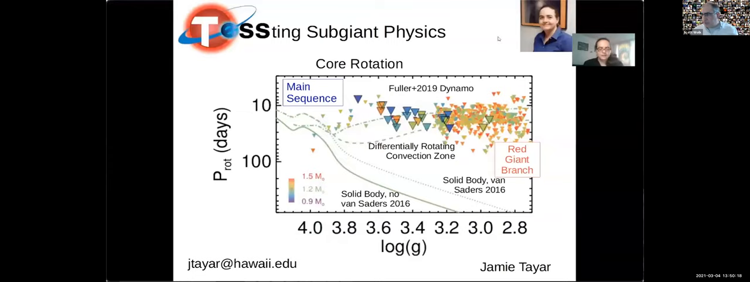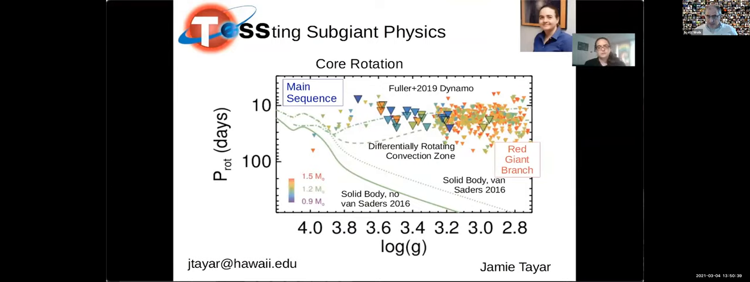After the end of the main sequence and on their way to the red giant branch, low-mass stars pass through the subgiant phase of evolution, which is a particular phase of evolution with rapid structural change, which means it's a great place to test our understanding of the physics of stellar interiors and the interactions between the cores and the envelopes.